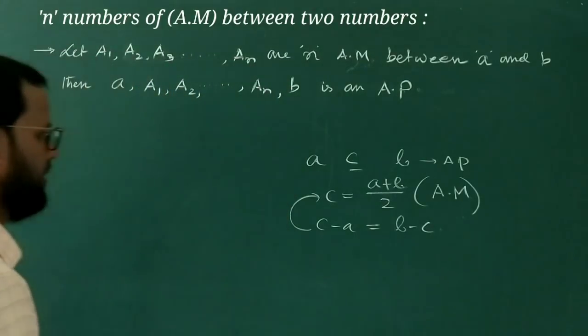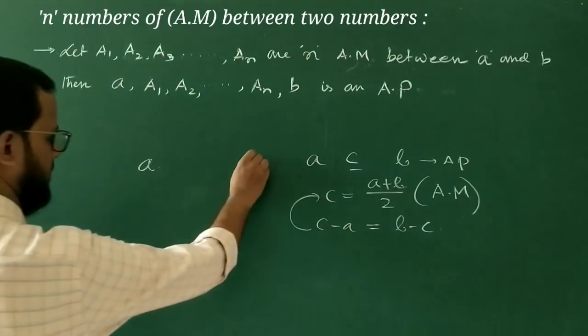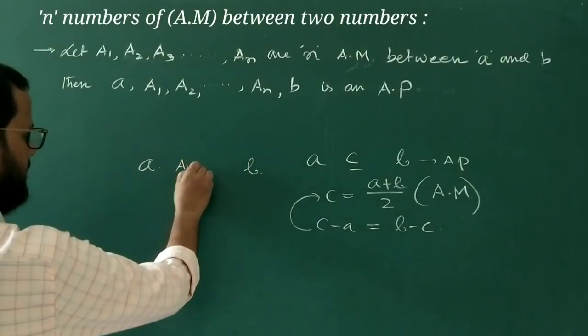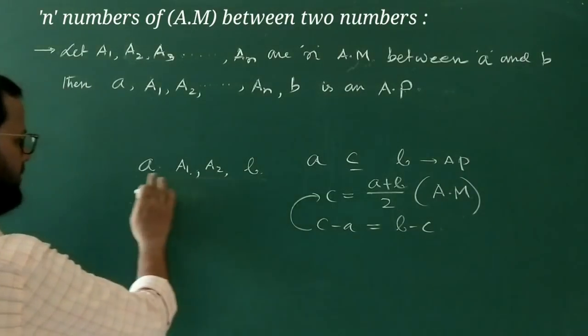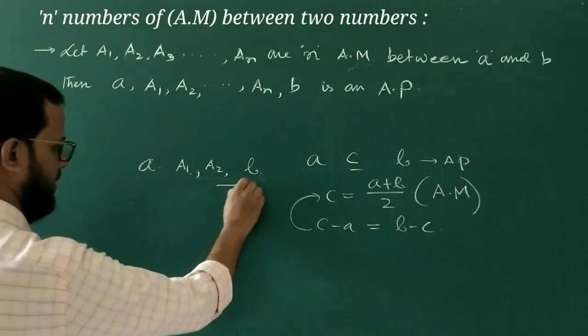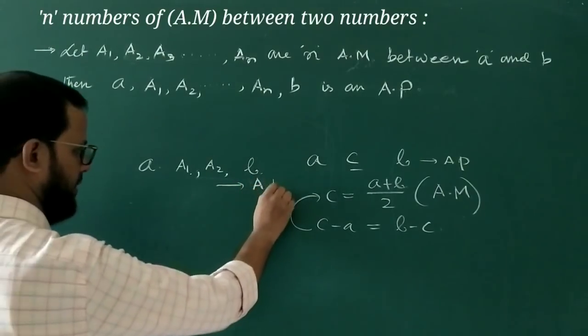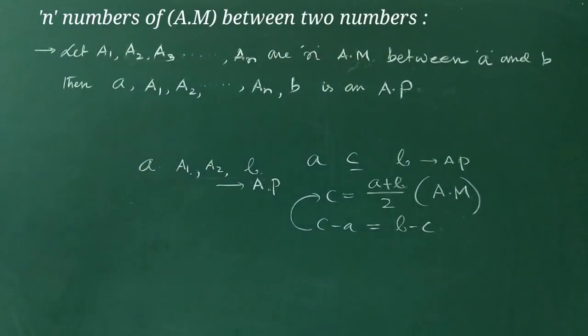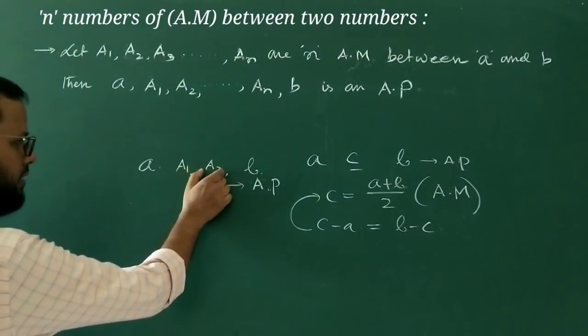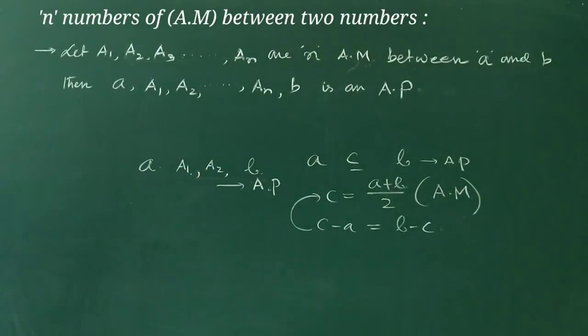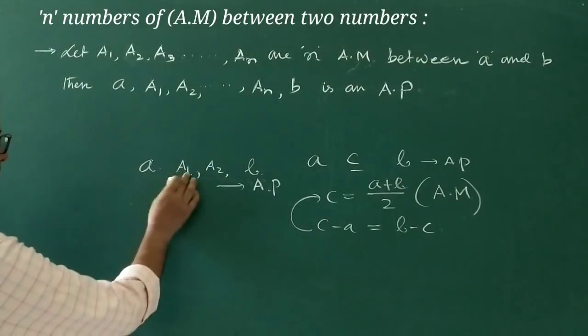Suppose A and B are two numbers, and I am inserting a number A1 and then another, A2. If these four numbers create an AP after insertion, then A1 and A2 will be called arithmetic means. Two arithmetic means, right?